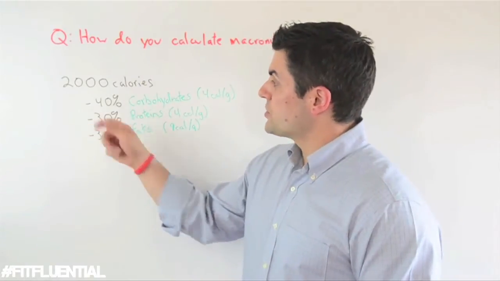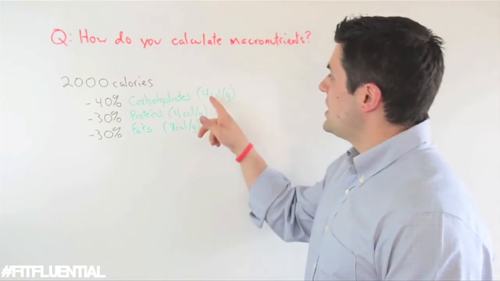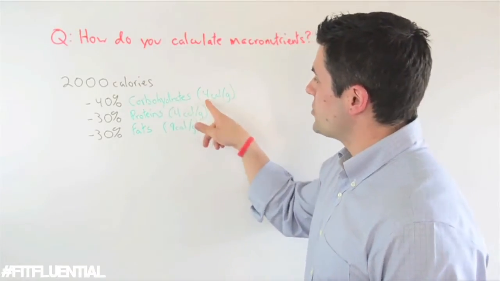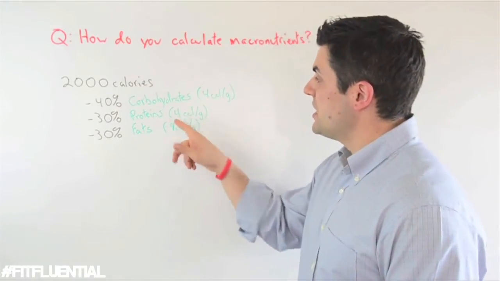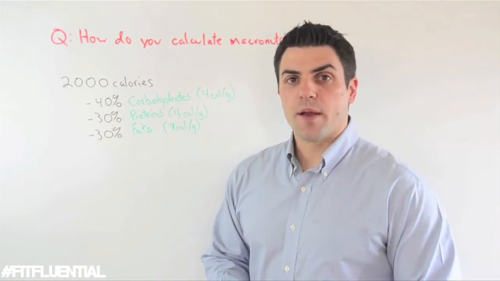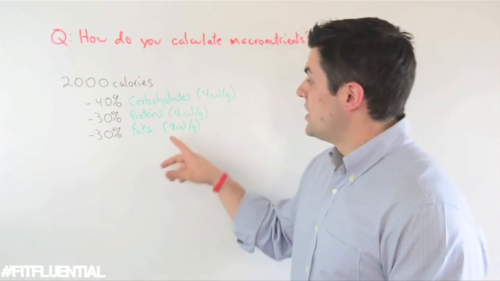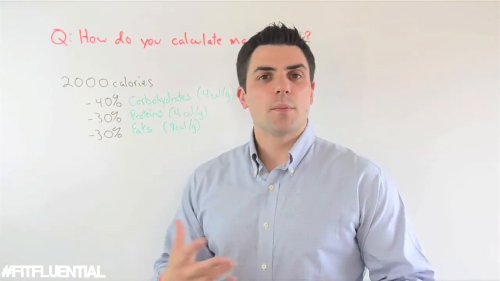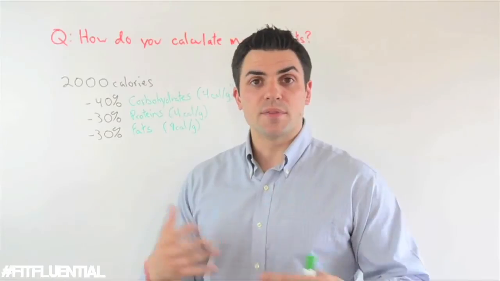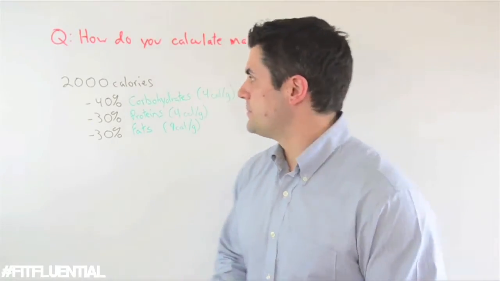So if we're going to do 40% calories from carbohydrates, the other piece of information that we need to know is that 1 gram of carbohydrates contains 4 calories. For proteins, it's also 4 calories per gram, and then fats, which are the most calorie dense, have 9 calories per gram. Because in the end, the numbers that we want are how many grams of each of these macronutrients we're going to be shooting for each day.